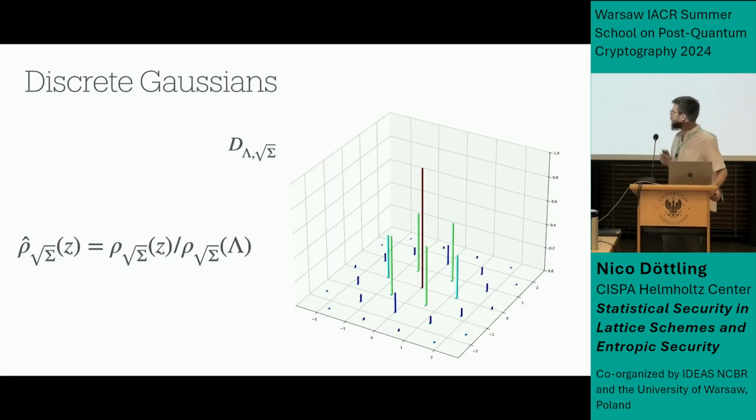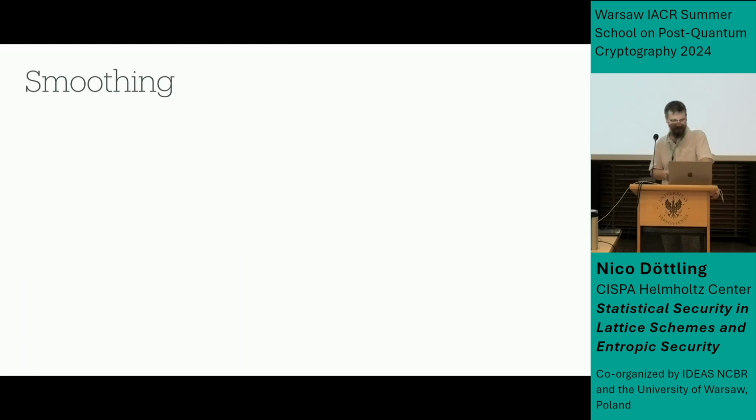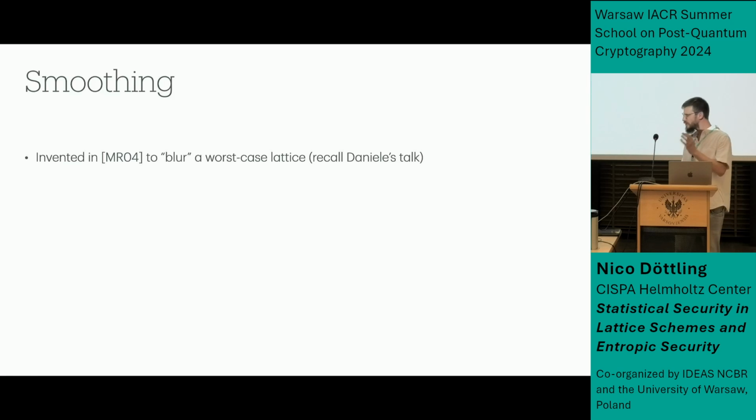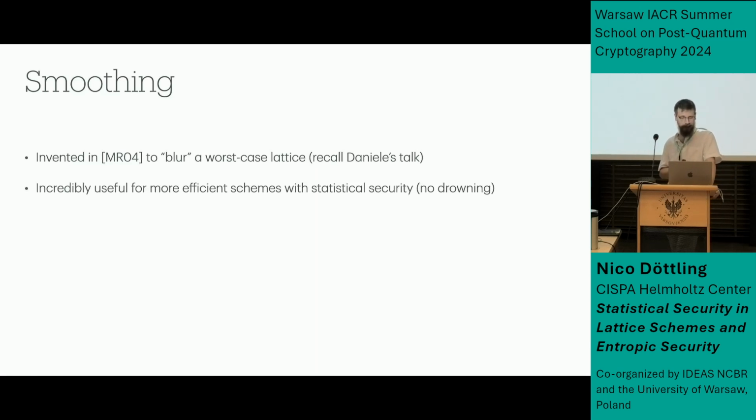Okay, but now it's about time that I talk about smoothing. This idea of smoothing, as far as I know, was originally introduced in MR04, as Daniele said, to blur a worst case lattice, and in that context it was introduced just as a complexity theoretic tool to analyze the hardness of a problem, which was SIS there, in terms of worst case problems, SVP. But beyond this mere use as a tool to build reductions, it turned out to also be incredibly useful to build cryptographic schemes that have nice statistical security features and don't need to rely on drowning, right?